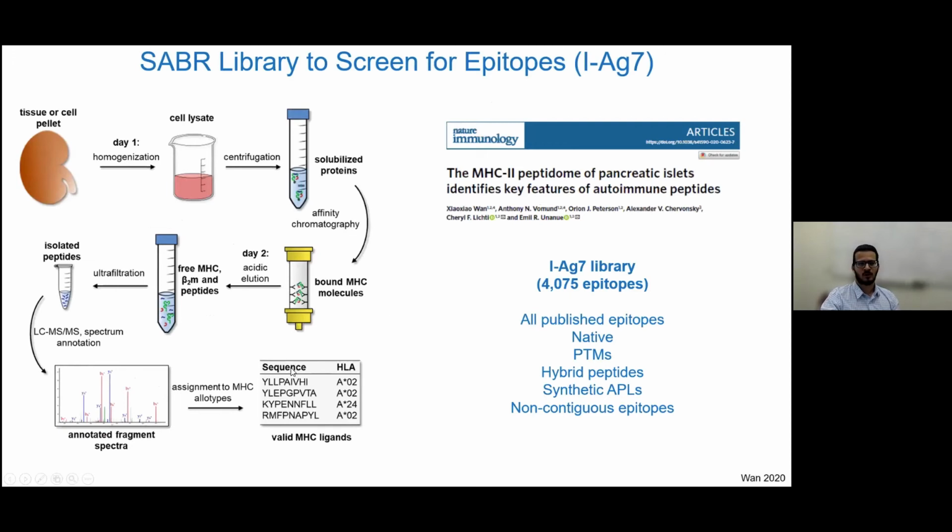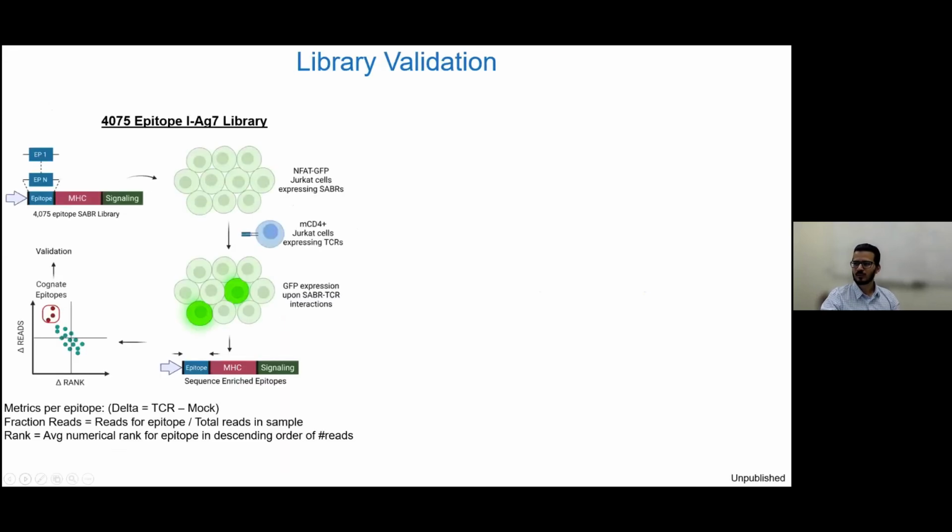This is the library that was based on a study coming out of the UNA lab. I won't go into the details because of time, but this library has 4,000 epitopes that are all known to be IAG7 restricted, IAG7 being the class 2 MHC allele of NOD mice. Okay, so first we can validate the library.